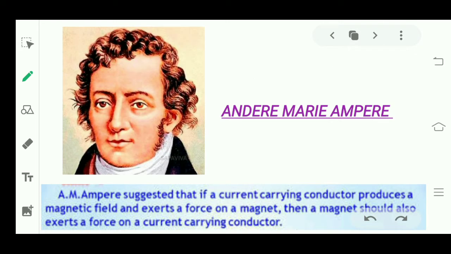Who is he? He is Andre Marie Ampere. Why are we talking about him? Because today's topic is related to him. He told us about that topic.